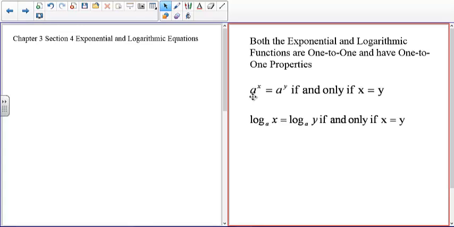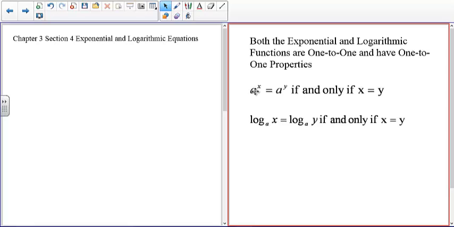More explicitly, there are two ways. Both exponential and logarithmic functions are one-to-one and have one-to-one properties. If you have two expressions that are equal to each other with the same base, then we know that the exponents have to be the same. And that's because it's a one-to-one function. For every value of x, there's only one value of y. For every value of y, there's only one value of x. So that allows us to make this conclusion.